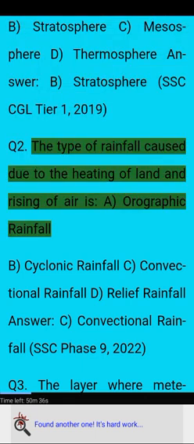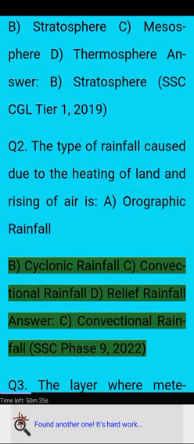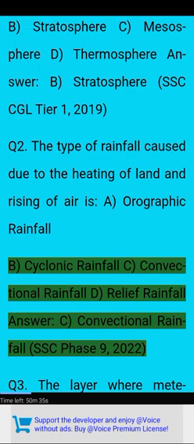Q2. The type of rainfall caused due to the heating of land and rising of air is: A. Orographic rainfall. B. Cyclonic rainfall. C. Convectional rainfall. D. Relief rainfall. Answer: C. Convectional rainfall. SSC Phase 9, 2022.